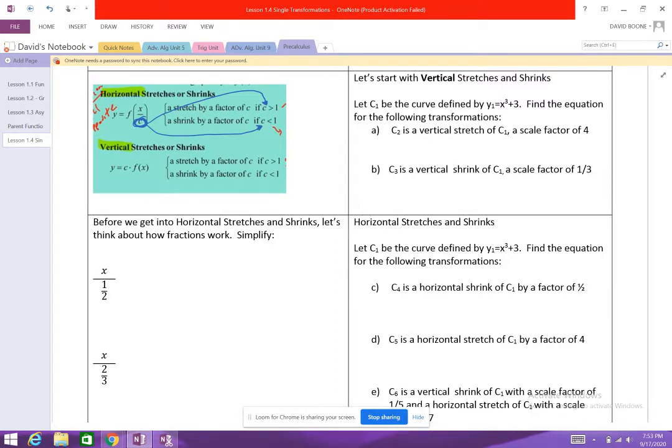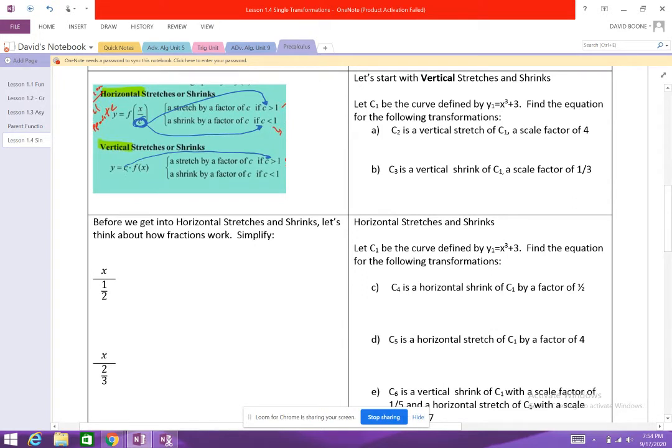So we'll look at an example here in just a second, because I want to put it together with these vertical stretches and shrinks too. Here for vertical stretching and shrinking, it's not inside the function, it's out front of the function. Again, if that c value is bigger than 1, then it's going to stretch it vertically up and down. It's going to make it taller. It's going to stretch it more from top to bottom. It's going to stretch that range.